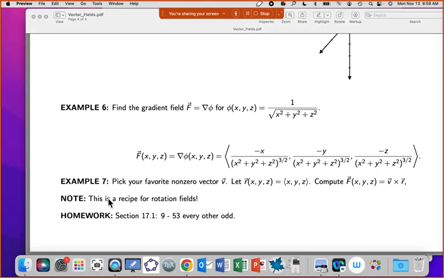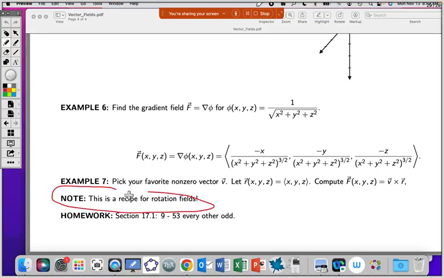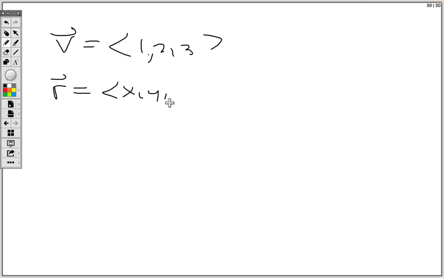And here's a recipe for 3-dimensional rotation fields. Pick your favorite non-zero vector v and let r, once again, this would be the position field here in 3-space. Compute v cross r, and that would get you a rotation field. So what's your favorite 3-dimensional vector here? 1, 2, 3. And then r, position vector, x, y, z.